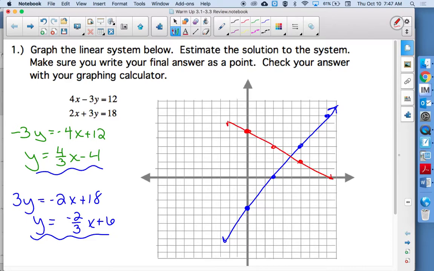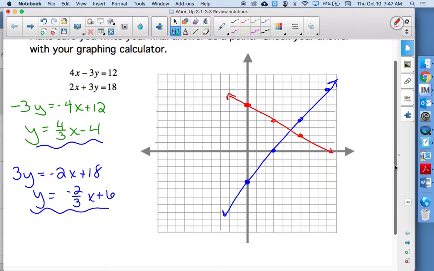and Jack, where does it look like the lines cross? 5, 2.5. Okay, so he said 5 and 2.5.